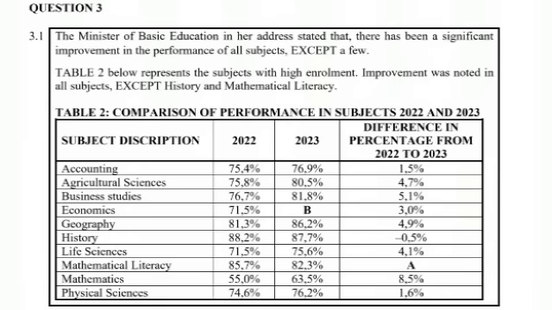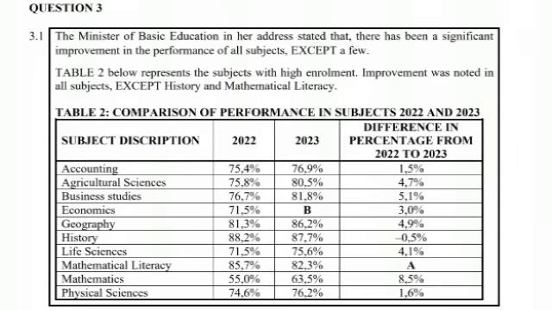So let's look at a question from our question paper. In question 3, we have the Minister of Basic Education in her address stating that there has been a significant improvement in the performance of subjects except a few. Table 2 below presents the subjects with high enrollment. Improvement was noted in all subjects except history and mathematical literacy. So we have our table there. It says comparison of performance in subjects 2022 and 2023. We have subject description, 2022, 2023, and the difference in percentages from 2022 to 2023.